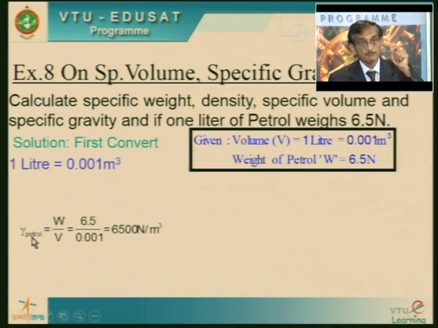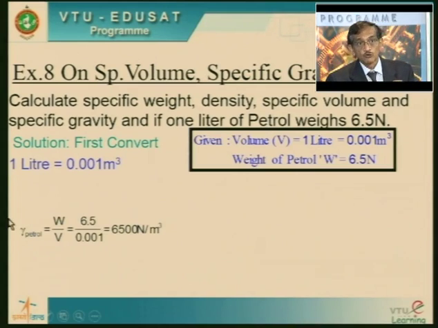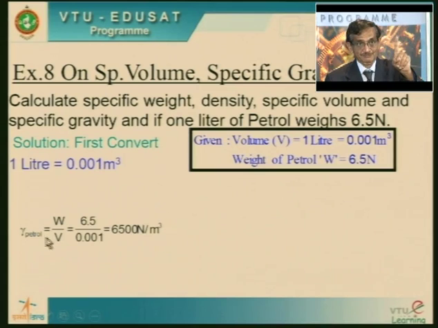The specific weight of petrol is given by weight per unit volume, fantastic, because it is the basic definition. What is the specific weight? Do not confuse it with density, which is mass per unit volume. Specific weight is weight per unit volume. Petrol weighs 6.5, substitute. What is the volume in SI system, not in liters? My dear friends, take care, they are all very small things, but they are equally important.